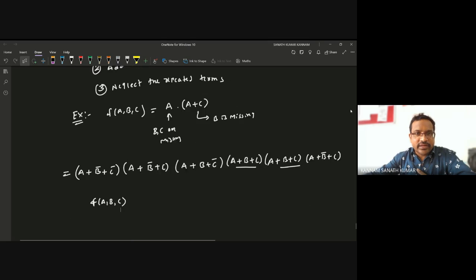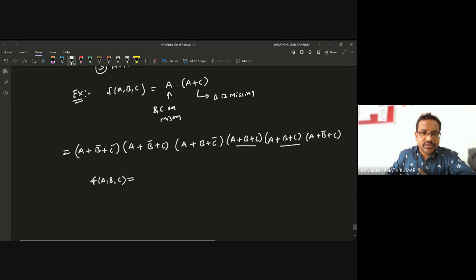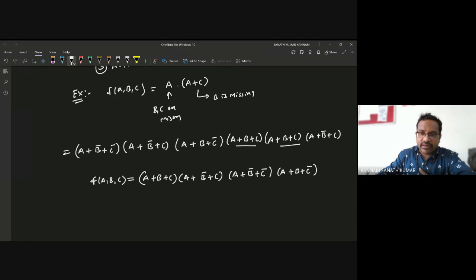Okay, so you can neglect the repeated terms. So this means a plus b plus c. I'm writing this a plus b plus c as one term, and next a plus b bar plus c, a plus b bar plus c bar, a plus b plus c bar. So what is this one? This is 0 0 0, 0 1 0, 0 1 1, 0 0 1. So this is m0, m2, m3 and m1.